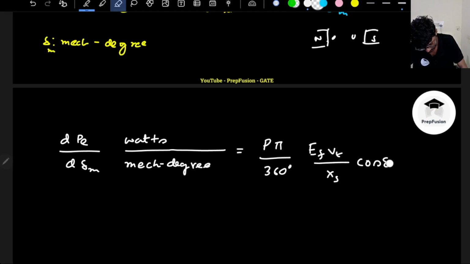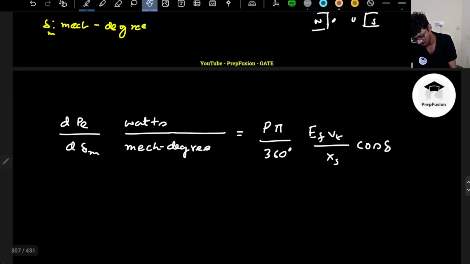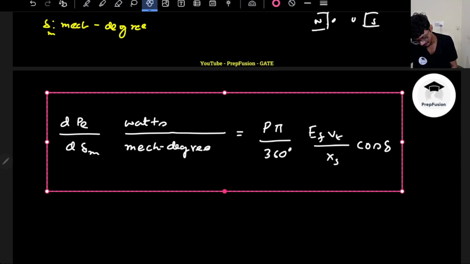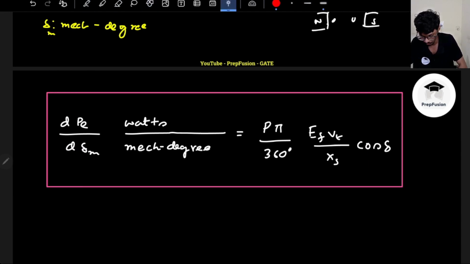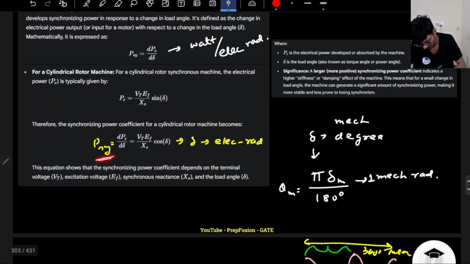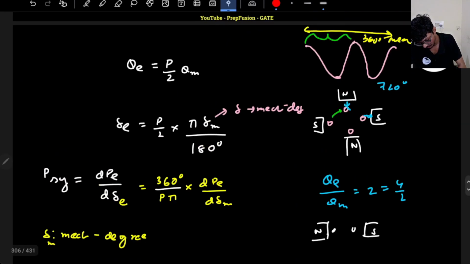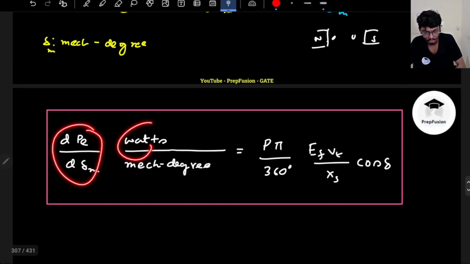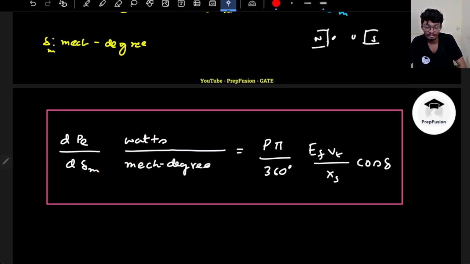So this also can be asked. What is the value of synchronizing power coefficient in mechanical degrees? Synchronizing power coefficient in watts per mechanical degree. This is the synchronizing power. If you remember, this was the PSY. PSY is this dP upon delta. So this is the synchronizing power coefficient. I already have derived this, so I will just replace the value. From here I will be able to get my synchronizing power coefficient in watt per mechanical radian.